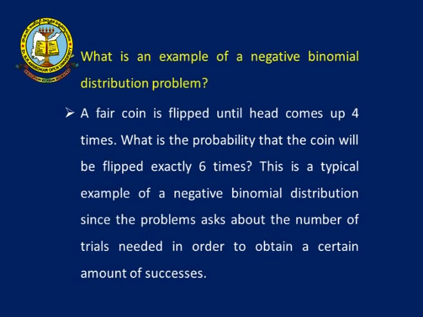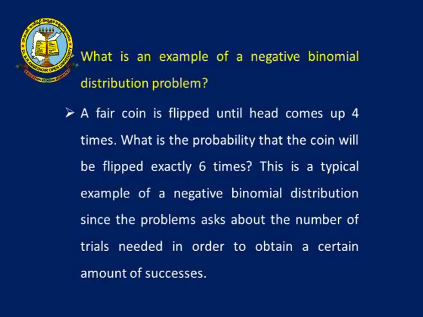What is the probability that a coin will be flipped exactly 6 times? We do not know when 4 heads may come. But this is a typical example of a negative binomial distribution, since the problem asks about the number of trials needed in order to obtain a certain number of successes. The number of trials needed until we get heads 4 times, whether it is possible or not, we can check, to obtain a certain number of successes.